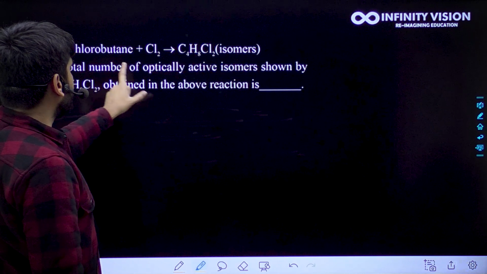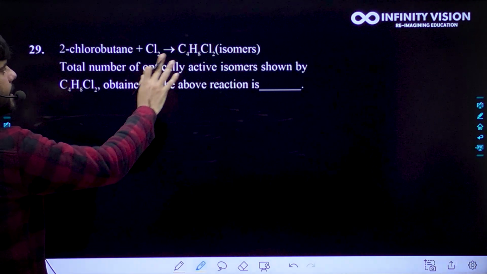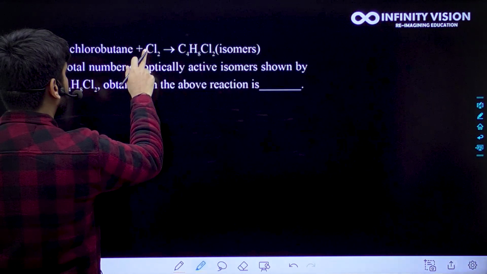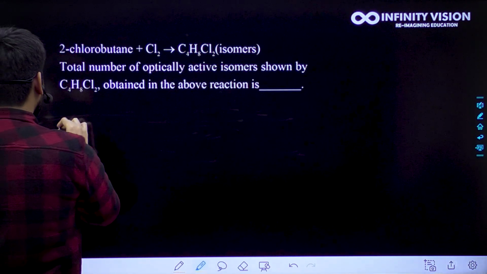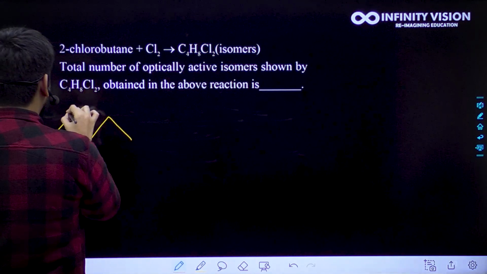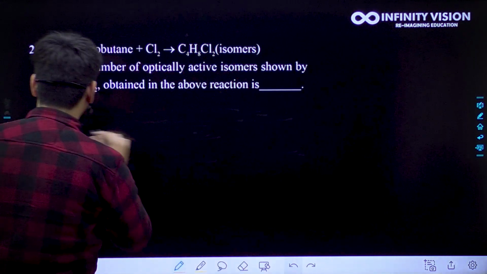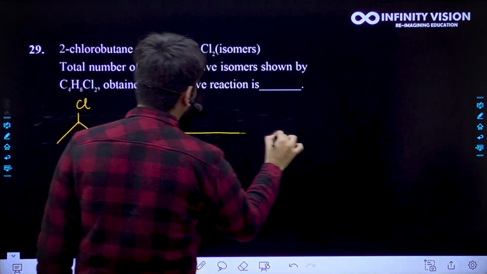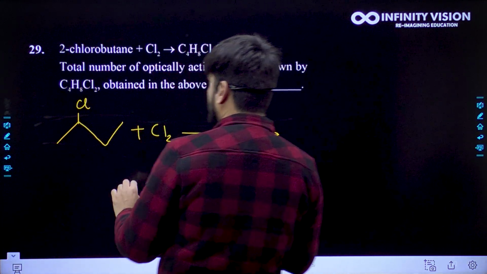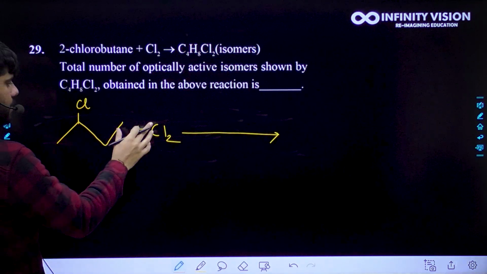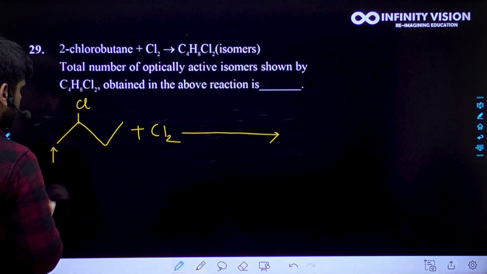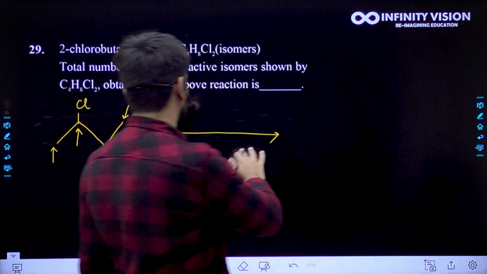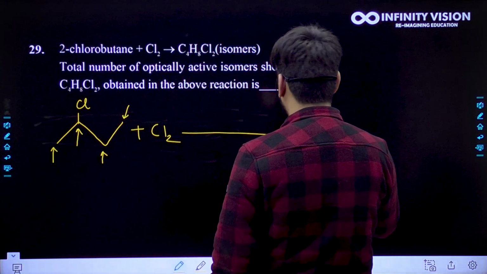Next question, 2-chlorobutane plus Cl2 gives C4H8Cl2 isomers. Total number of optically active isomers. Basically we are performing the monochlorination of this compound. So this is butane, 1, 2, 3, 4, and 2-chlorobutane, right? What we are doing, we are performing the monochlorination. Now let us see how many positions are unique for this substitution. This position is different, and this is also different. So let us substitute chlorine over these 4 positions.